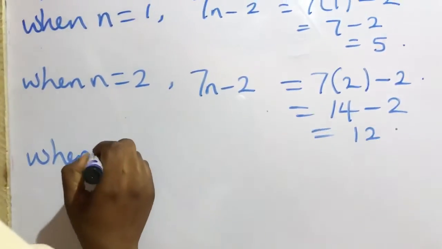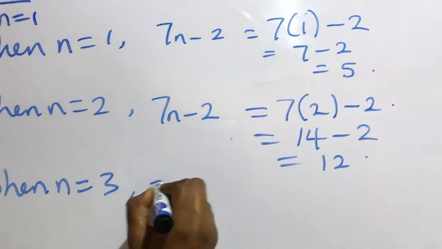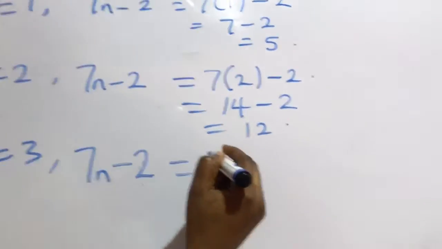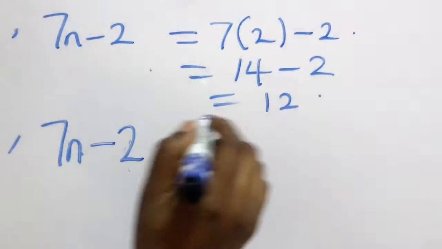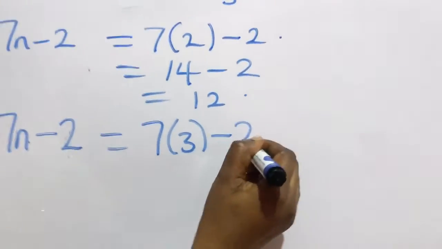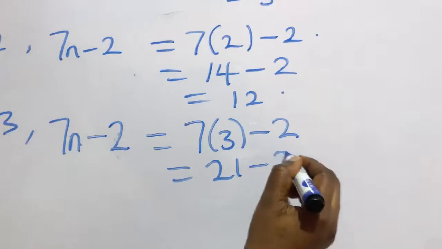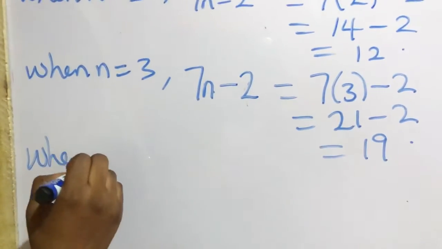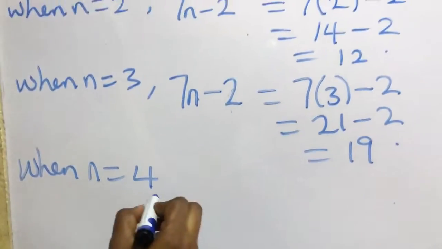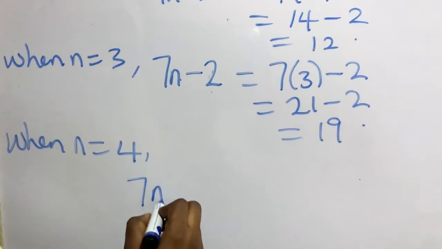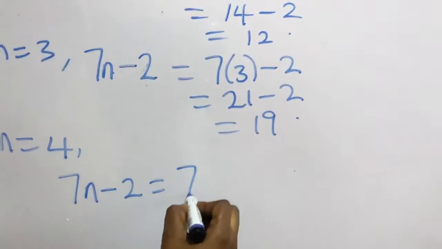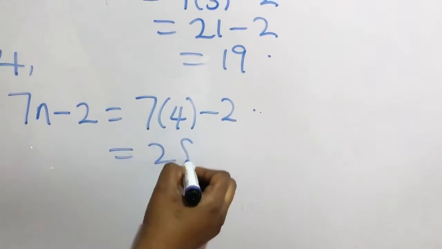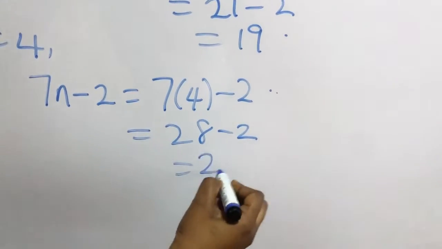When n is equal to 3, 7n minus 2 will be equal to 7 multiplied by 3 minus 2, which is equal to 21 minus 2, and that is 19. When n is equal to 4, which is the final one, 7 multiplied by n minus 2 will be equal to 7 multiplied by 4 minus 2, which is 28 minus 2, and that is 26.